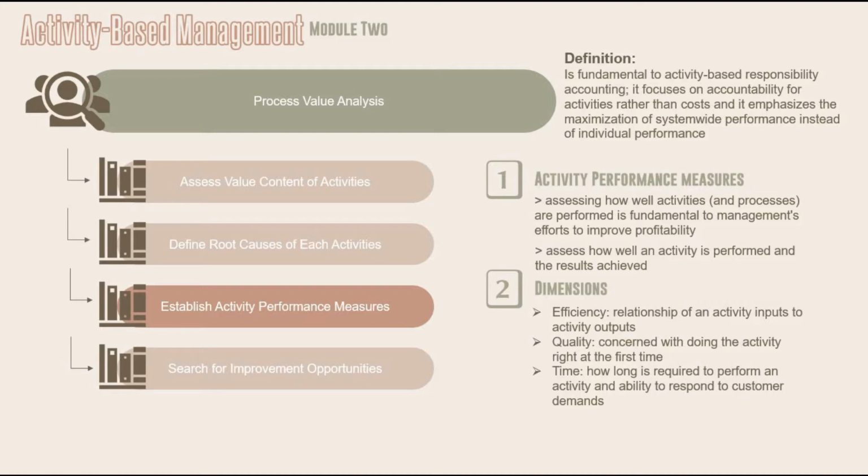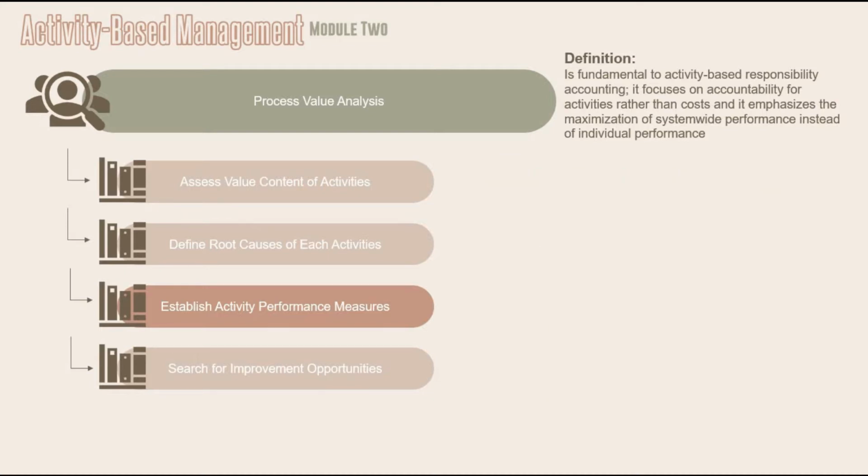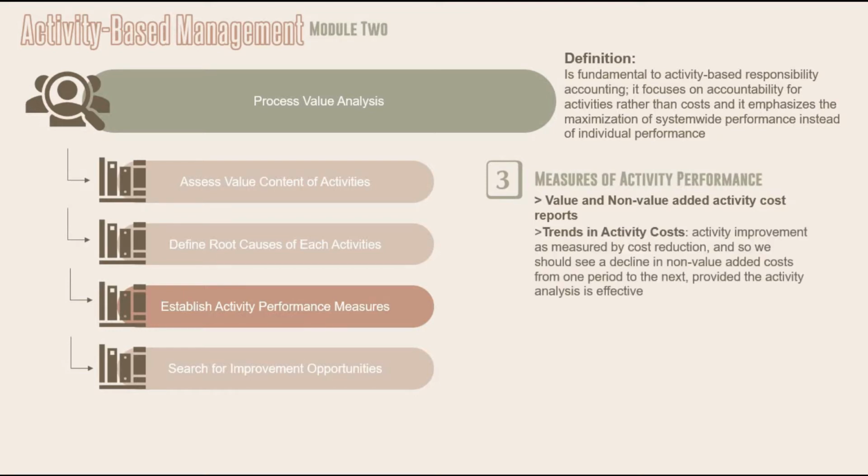Now let's talk about the measures of activity performance, which includes the first one, which is value and non-value added activity cost reports. The second one is trends in activity costs, where activity improvement is measured by cost reduction, and so we should see a decline in non-value added costs from one period to the next, provided the activity analysis is effective.